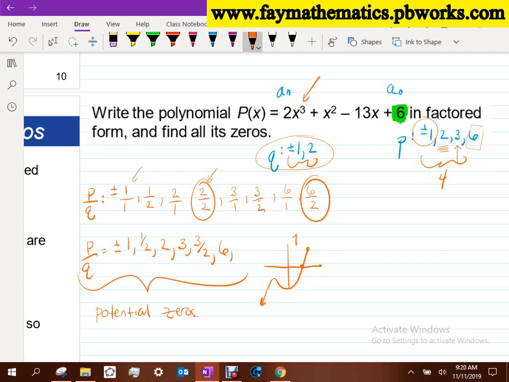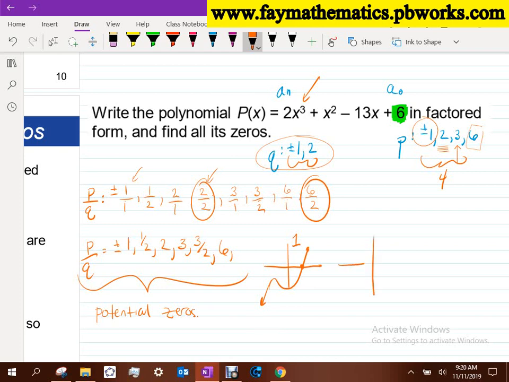Just one time, right? So I could maybe have just one real zero. So maybe one of these things only works, and then the other two factors would actually be not irrational, but imaginary, complex. A plus bi type thing.